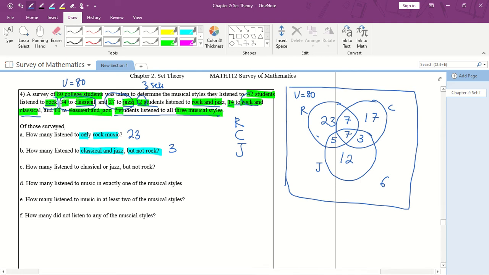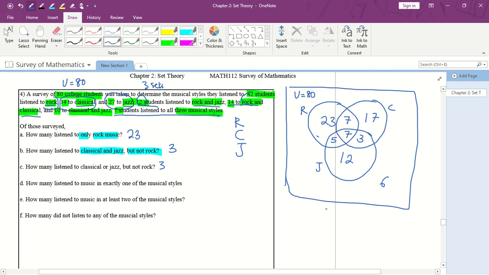And the next question, how many listen to classical or jazz and not rock? The same thing, it is 3. This is repeating. And the next one, how many listen to music in exactly one of the musical styles? Exactly one of the music styles means it doesn't involve the others. So it's something like here: 23, 12, and 17.